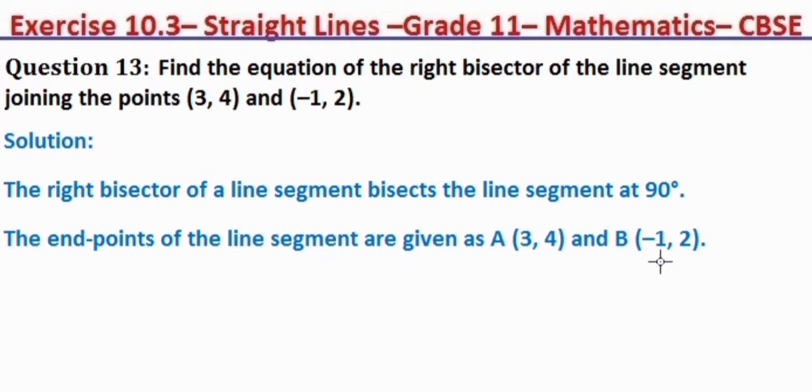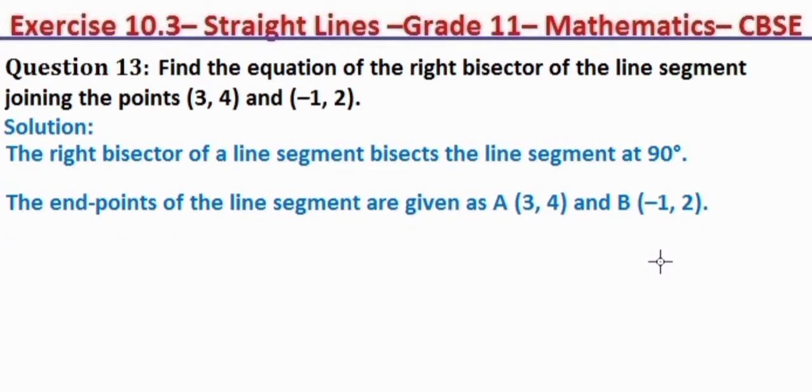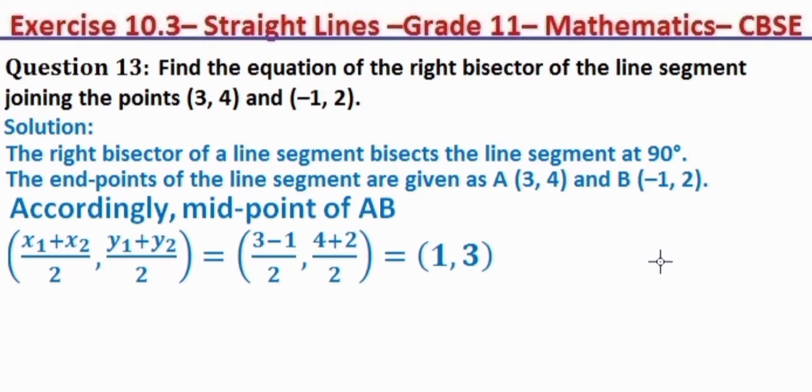So the end points of the line segment are given as (3, 4) and (minus 1, 2). Here the midpoint of AB is ((x1 plus x2) by 2, (y1 plus y2) by 2). That is nothing but (3 plus minus 1) by 2, (4 plus 2) by 2. That is 2 by 2, which is 1, and 6 by 2, which is 3. So the midpoint is (1, 3).